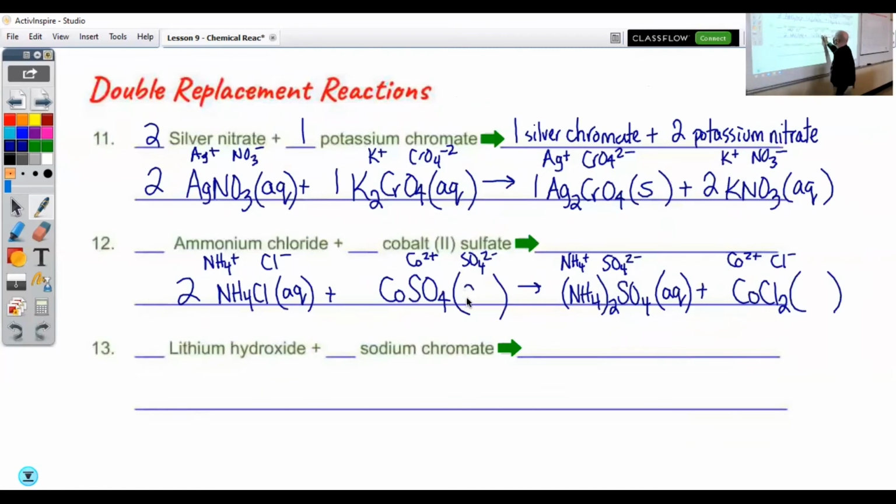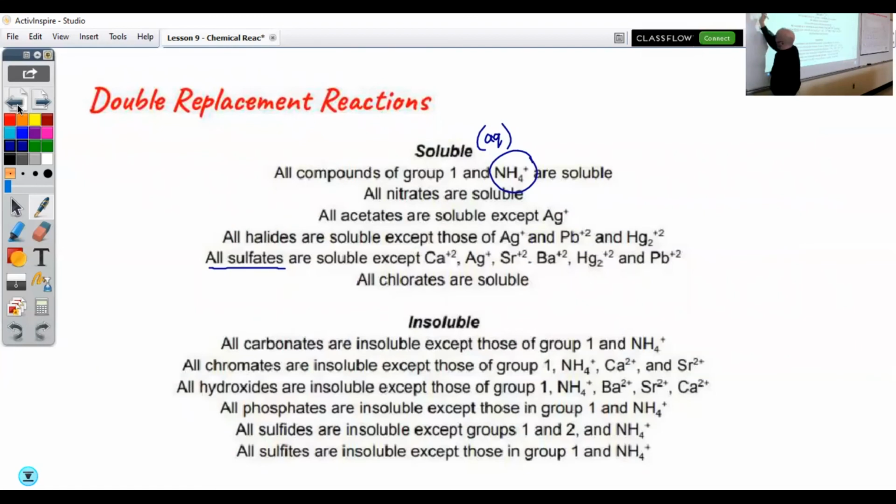So we're going to write AQ over here as well. Finally, let's take a look at the rule for chlorides. So chloride, remember, is a halide. So let's see if cobalt chloride is an exception. So all halides, including chloride, bromide, fluoride, all halides are soluble, which means we write AQ, except Ag plus, not cobalt, lead 2 plus, not cobalt, mercury 1, again, not cobalt.